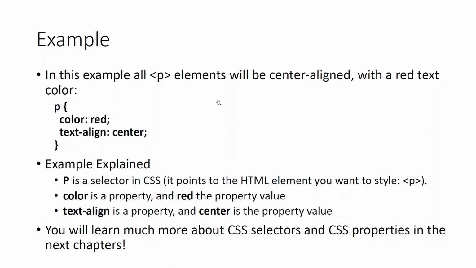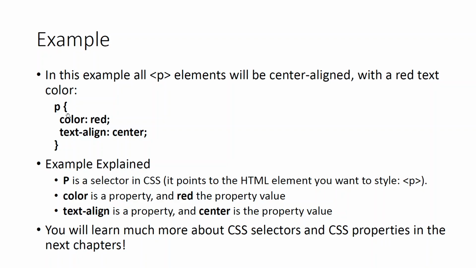Once we get all those paragraph tags, we are going to give them two styles. We're going to change the text color of the content of the paragraph tag to red, and then we're also going to align them centrally. So we're going to put them at the center of our web page. So P, the paragraph tag, becomes our selector.